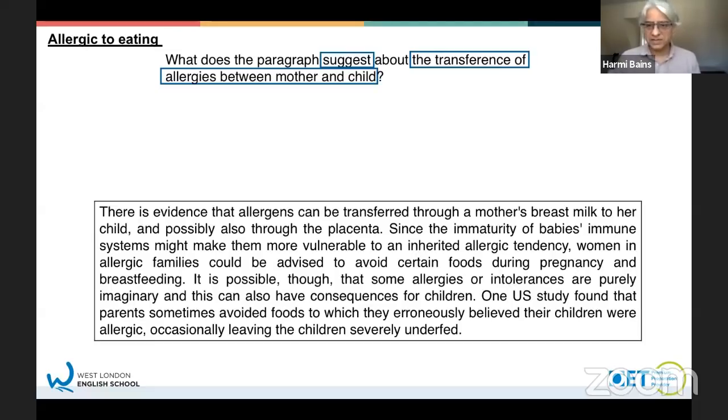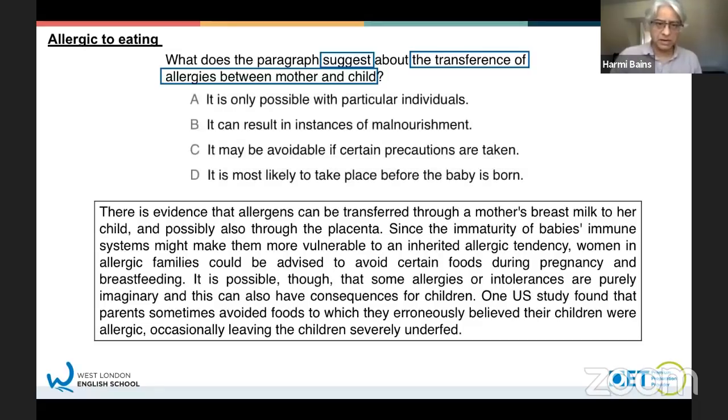Okay, now there's a reason why I've just read the paragraph before showing you the answer options. One reason is because if you can really understand the paragraph, it makes the answer options easier. Remember, this is reading comprehension, and comprehension means to comprehend, to understand. So we've got the question, we've looked at the paragraph. Here are the answer options. And I'll just give you a few seconds to quickly read through these answer options.